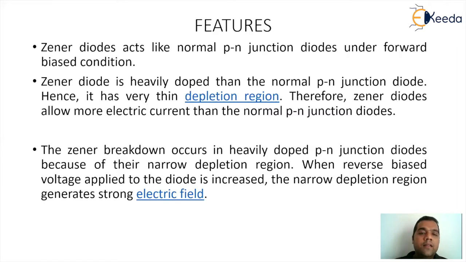Secondly, the Zener breakdown occurs in a heavily doped PN junction diode because of its narrow depletion region. When reverse bias voltage is applied to the diode and that voltage is increased, it will generate a strong electric field. So this is one of the features of the Zener diode, that on application of a reverse bias voltage, it will have a strong electric field effect. And again, as I've said, the entire thing is the magic of the difference of doping level.